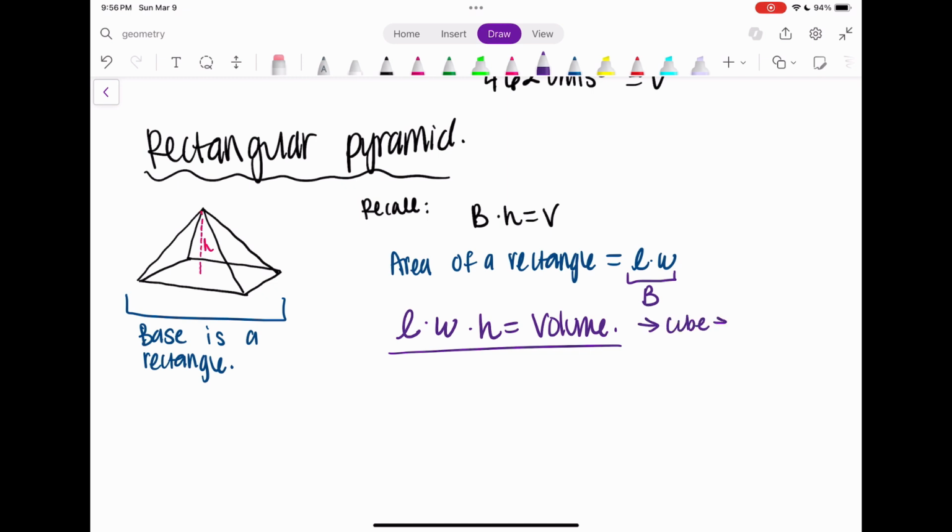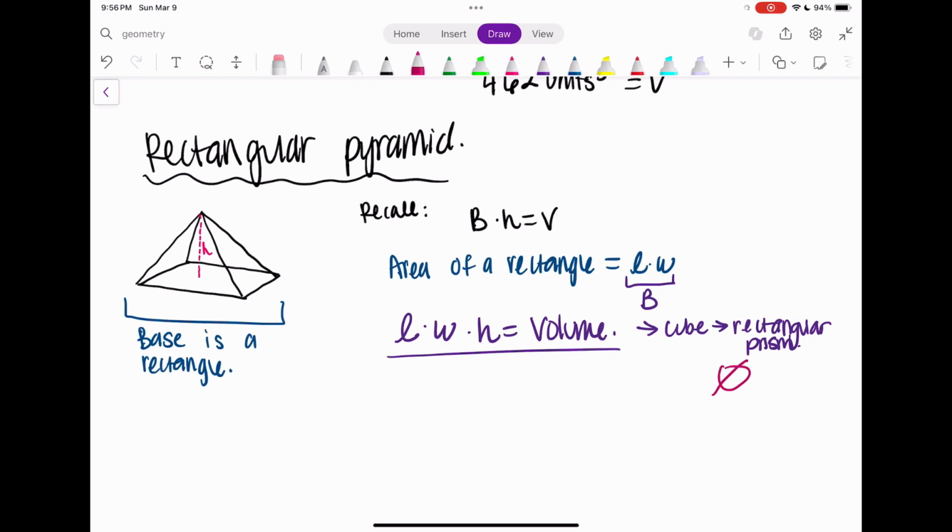Which is true, but we're going to have to alter this equation also so that we can actually get the true volume of a rectangular prism. So we're actually going to add a fraction on top, because we know that the cube and rectangular prism does not equal a rectangular pyramid. They're just not the same. It's not going to have the same volume.